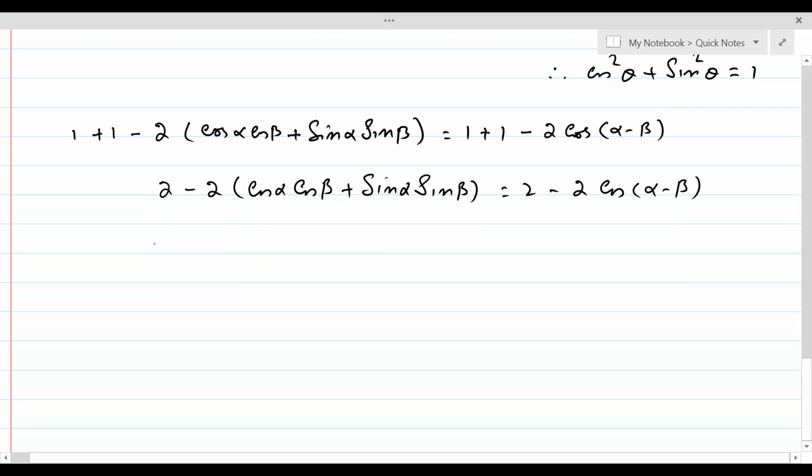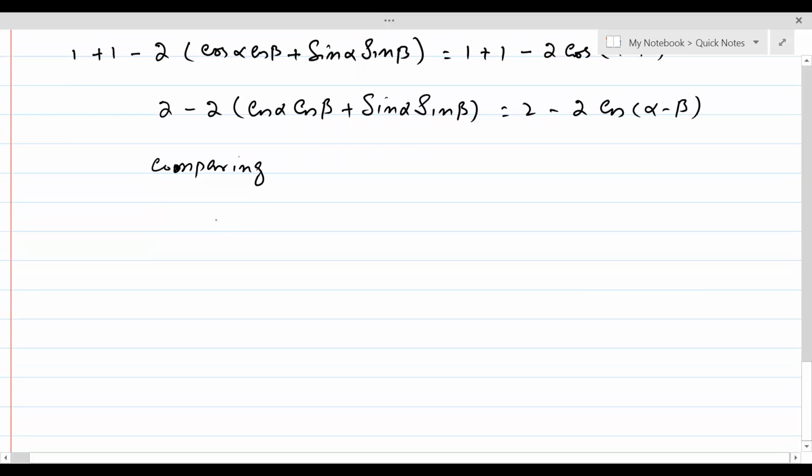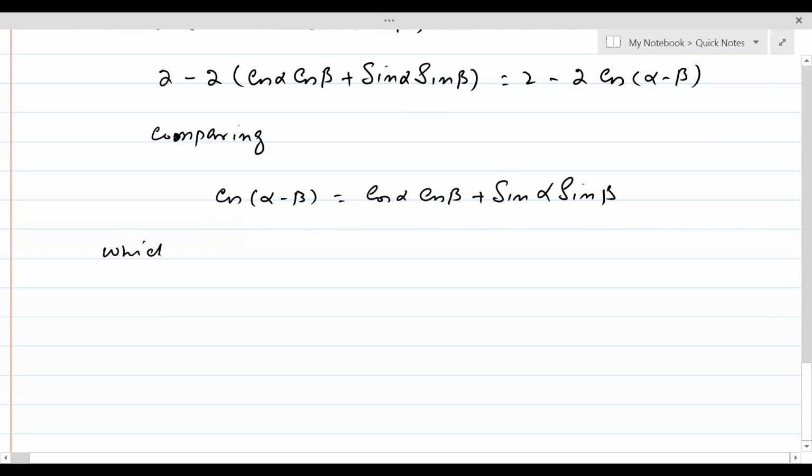So comparing and cancellation, we get cos of alpha minus beta is equal to cos alpha cos beta plus sine alpha sine beta, which is called the fundamental law of trigonometry. And all the other laws can be derived from this law.